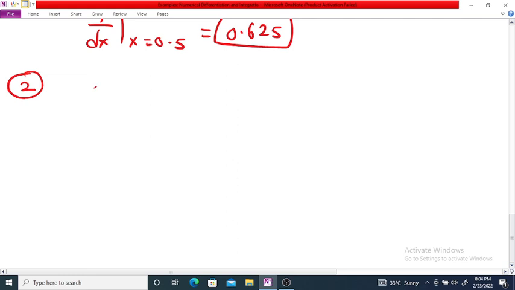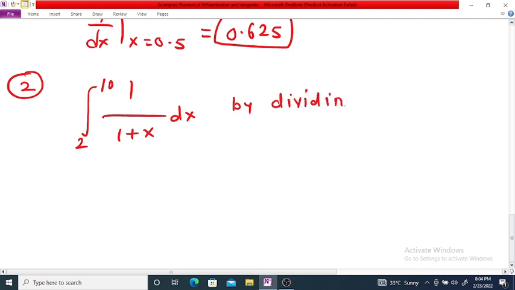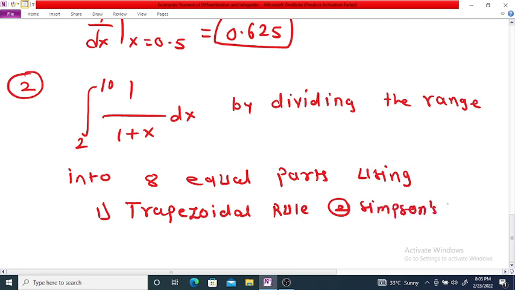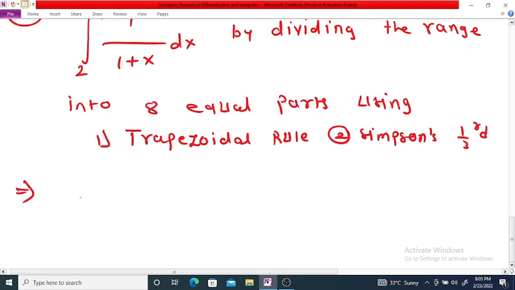Calculate up to 3 decimal places, evaluate the integration from 2 to 10 of 1 divided by 1 plus x dx, by dividing the range into 8 equal parts, using first the trapezoidal rule and next, number 2, using Simpson's 1/3 rule. So now the first, by using the trapezoidal rule.